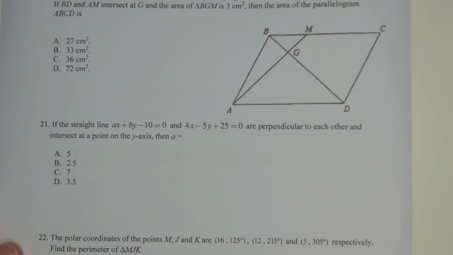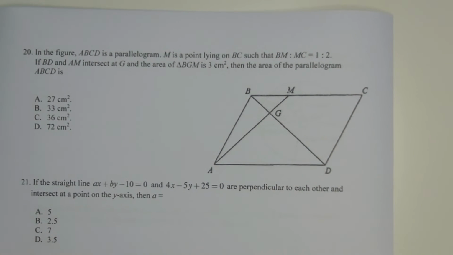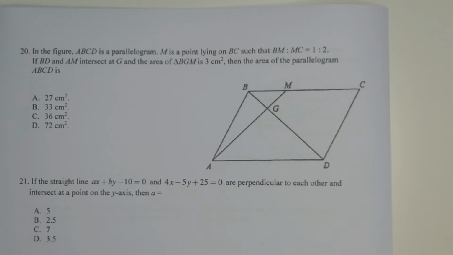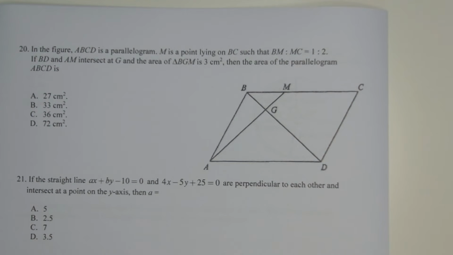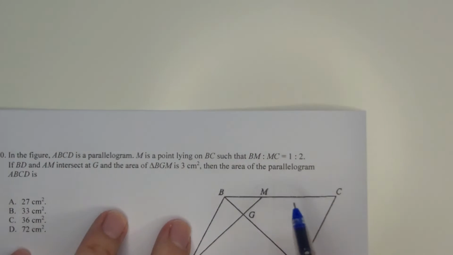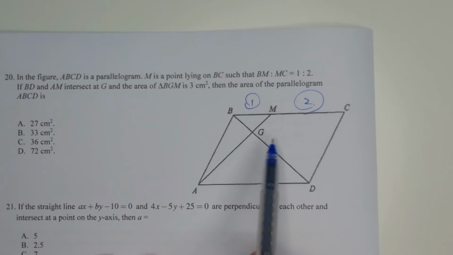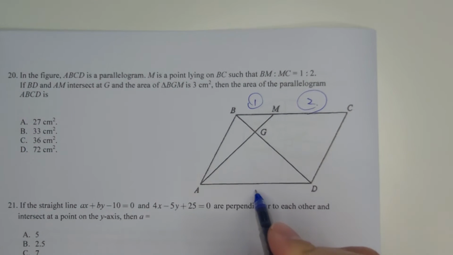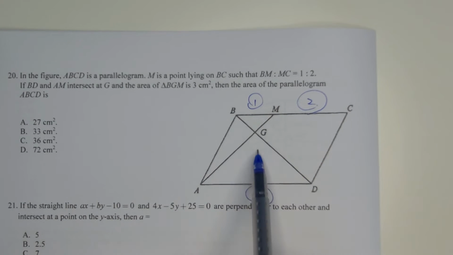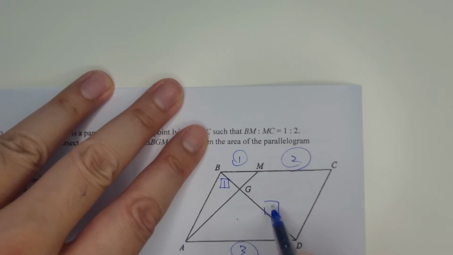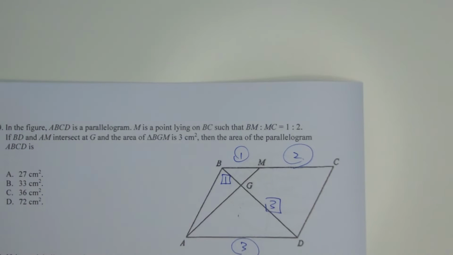So go to question number 20. In the figure, ABCD is a parallelogram. M is a point lying on BC such that BM to MC is 1 to 2. As you know that this is a parallelogram, so AD will occupy 3 parts. And you know that these two triangles are similar, so BG occupies 1 part and GD occupies 3 parts. Okay, you can draw something like this.